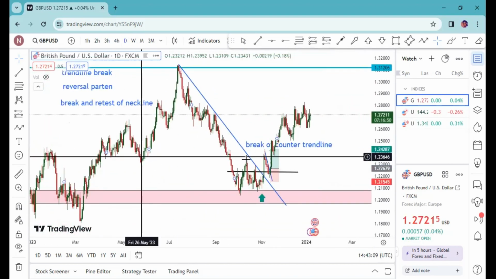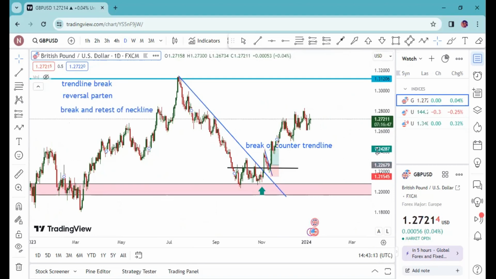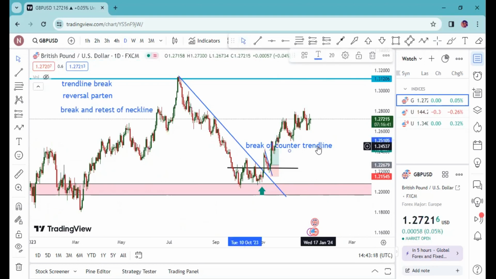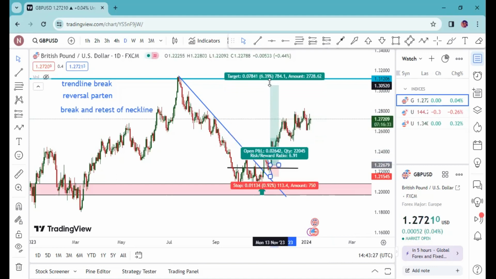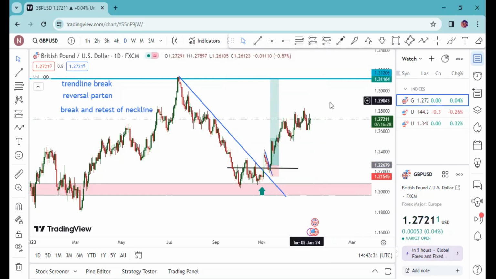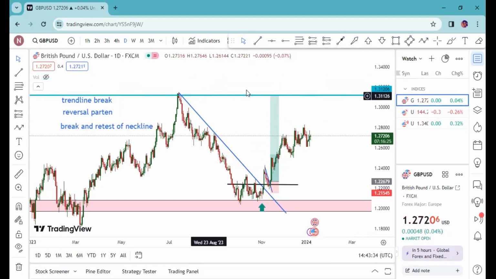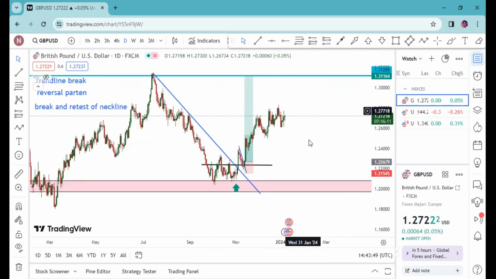Now, on the daily, it breaks down with this break of counter trend line. On a daily, this is where I can put my trades up to the next zone. If the market breaks this zone and retests it, then I can move forward. If the market doesn't break this zone, I will wait and see and know what to do.